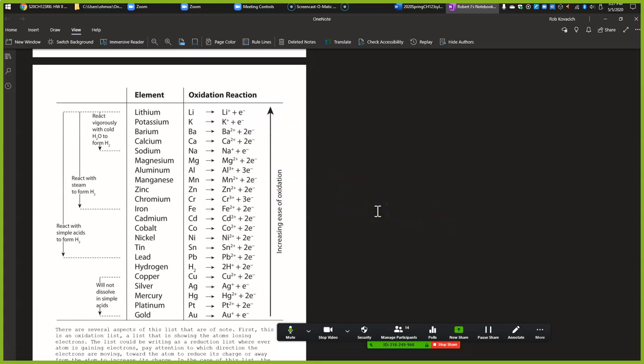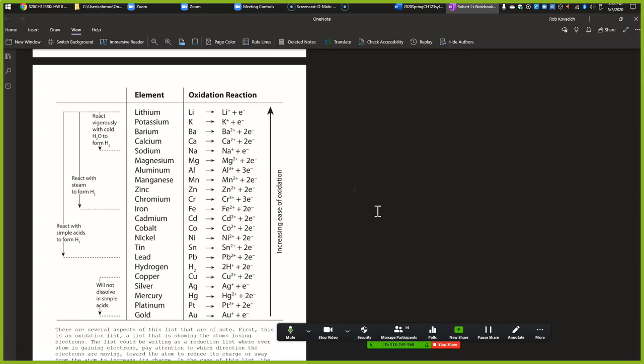What the activity series is, I've listed atoms in an order that would tell me which atoms' electrons are most likely to be removed and which atoms would give electrons to other metals. The elements at the top of this list are the most active, meaning they give their electrons away vigorously, and the metals at the bottom don't give their electrons away.